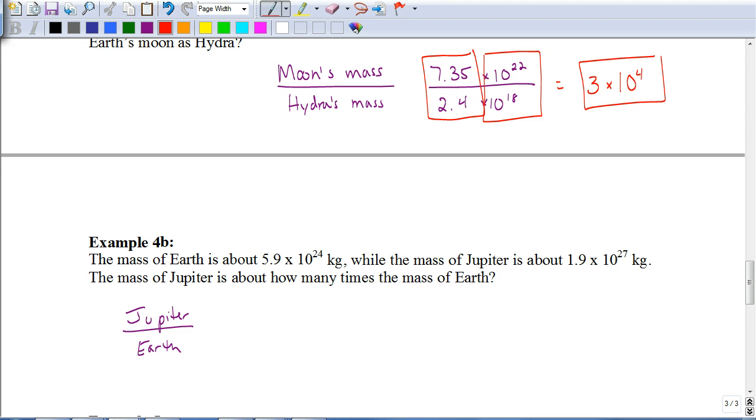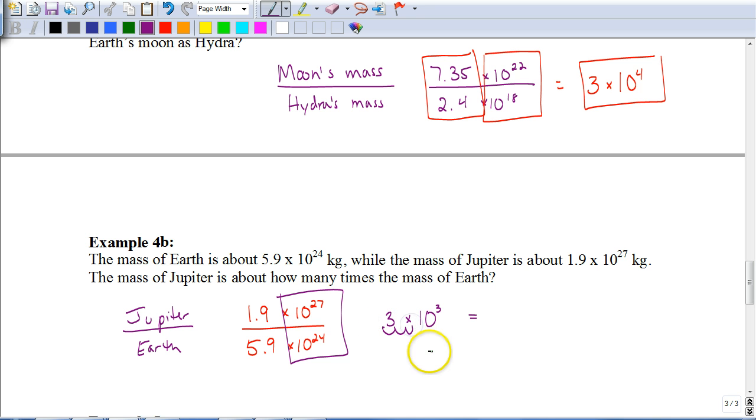Okay, let's see how you did. You should have taken 1.9 times 10 to the 27th power divided by 5.9 times 10 to the 24th power. Again, here we have the bases being the same, so we're going to subtract the exponents. So it gives me 10 cubed. And 1.9 divided by 5.9 is approximately 0.3. So we have 0.3 times 10 cubed, which, if we rewrite that, this tells me I'm going to move the decimal place to the right 3 places, so my answer would be 300 times larger.